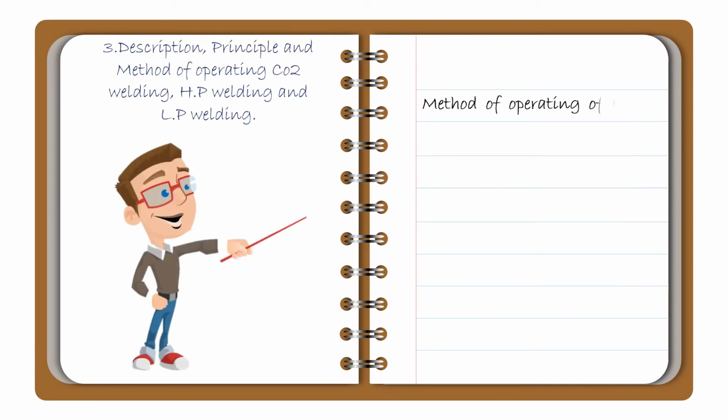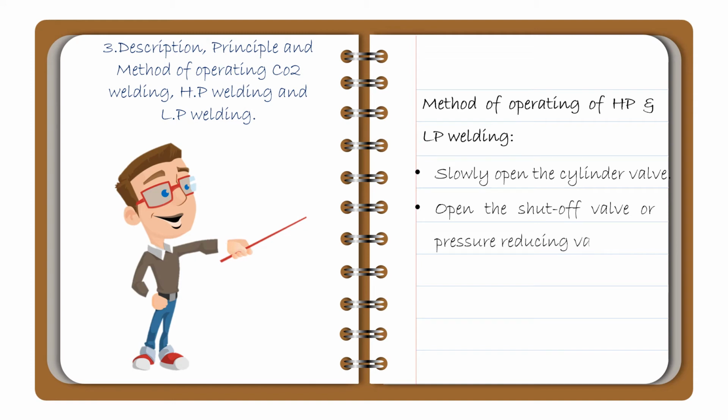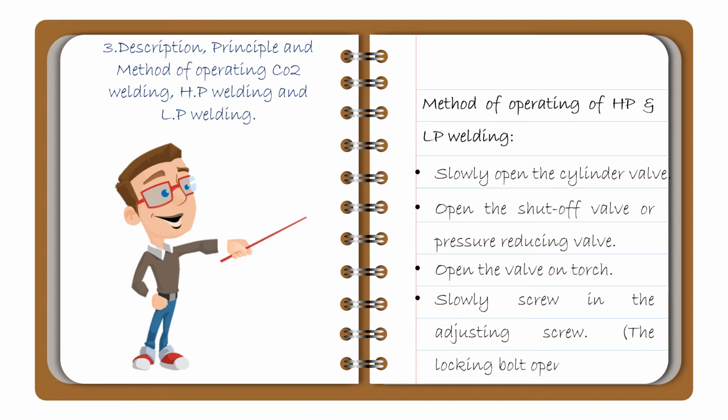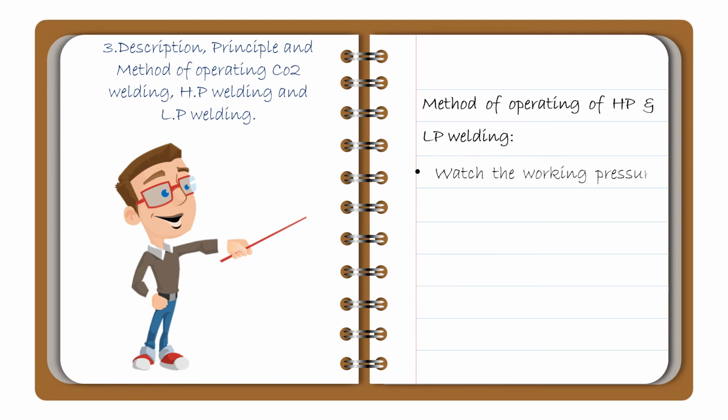Let's see the method of operating HP and LP welding. First, slowly open the cylinder valve. Second, open the shut-off valve or pressure-reducing valve. Third, open the valve on the torch. Fourth, slowly screw in the adjusting screw. The locking bolt opens. Fifth, watch the working pressure gauge. And last, turn the adjusting screw until the desired pressure is reached.